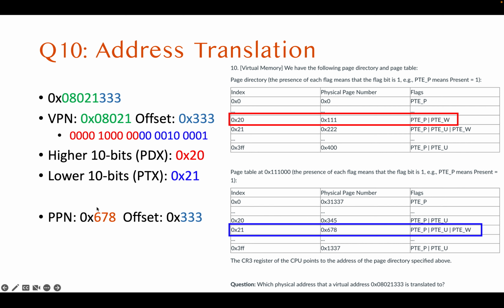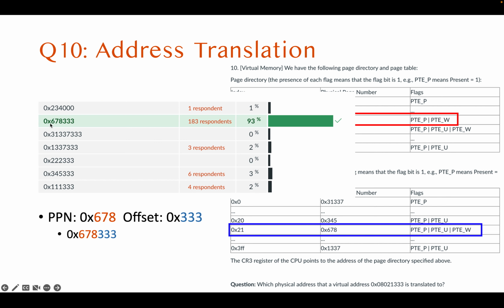So the physical page number is 678, and then we just inherit the offset from the virtual address and concatenate it. So the resulting physical address is 678333. So the correct answer is this one.